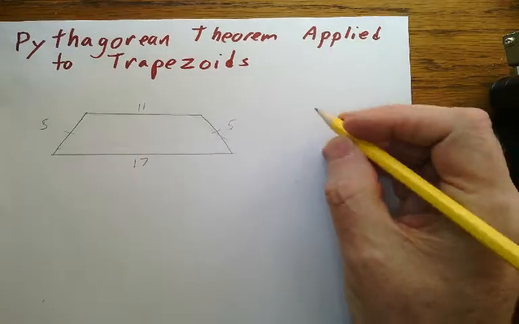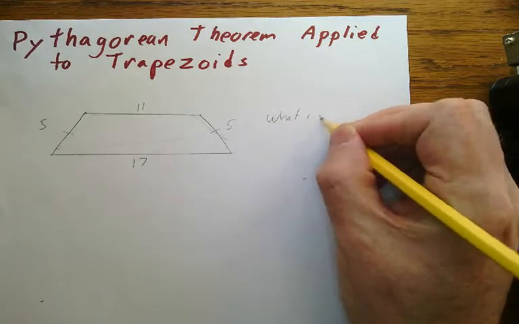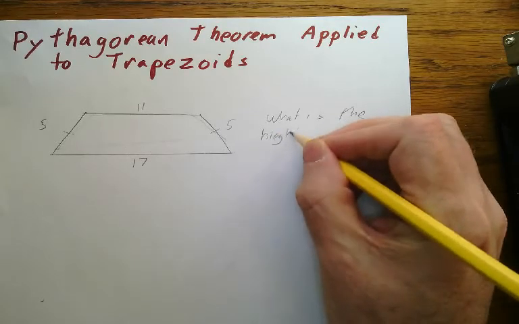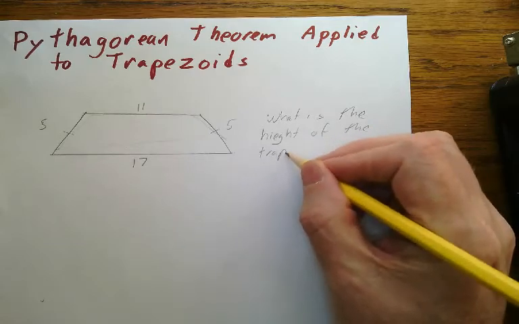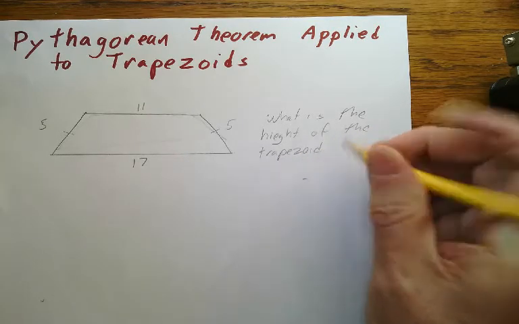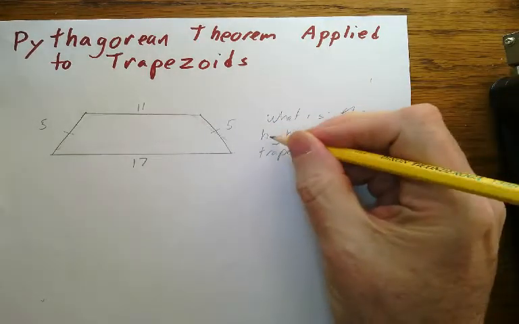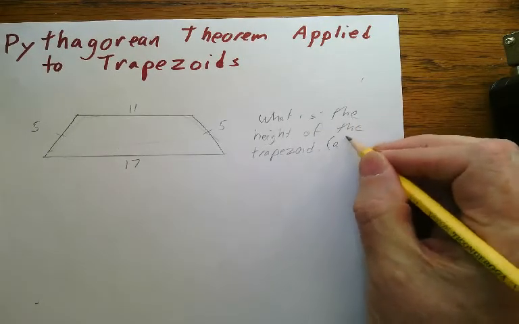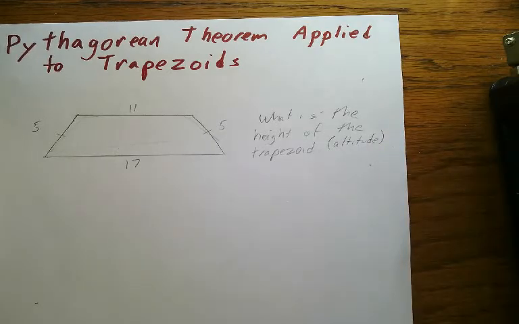I'm going to say we're going to find out what is the height of the trapezoid. That looks spelt wrong, doesn't it? What is the height of the trapezoid? Another word for height is altitude. In geometry, height and altitude are kind of synonyms, can be used in either case.